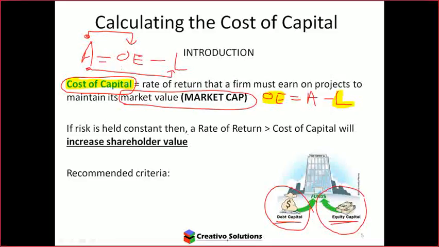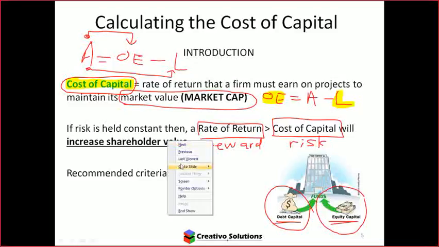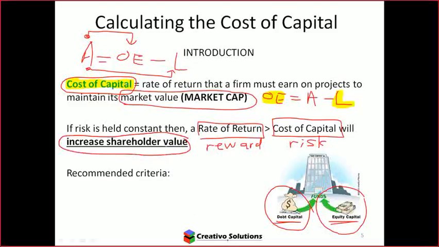Okay, so if risk is held constant, then the rate of return must be greater than the cost of capital. Why? So that you're able to get some money back, or that you start making a profit. Correct. So the reward is greater than the risk, and that increases value. And if you're creating enough value for enough people, that business will become profitable, successful, yes.